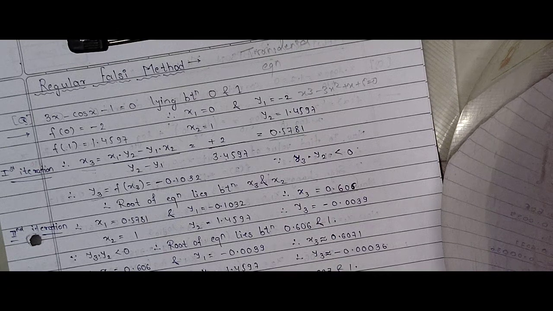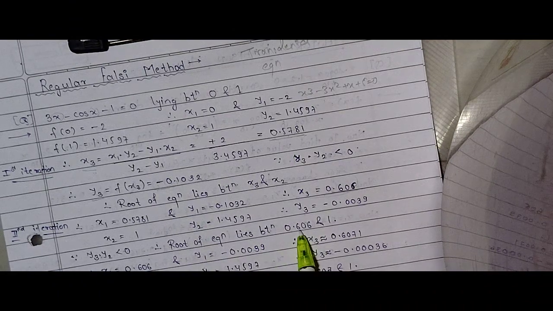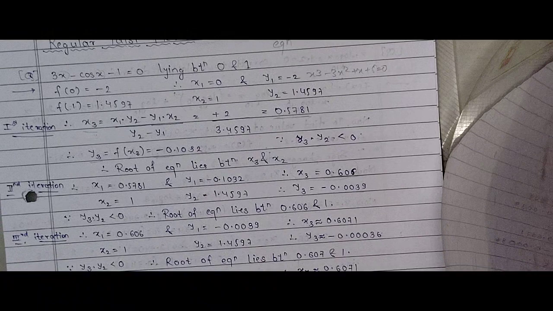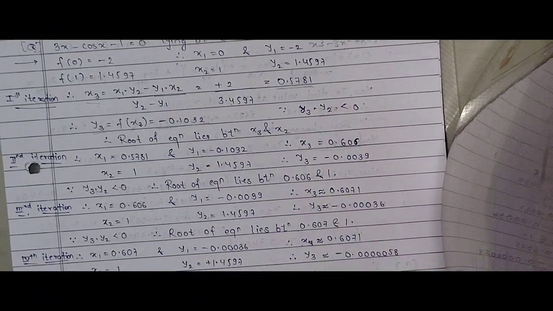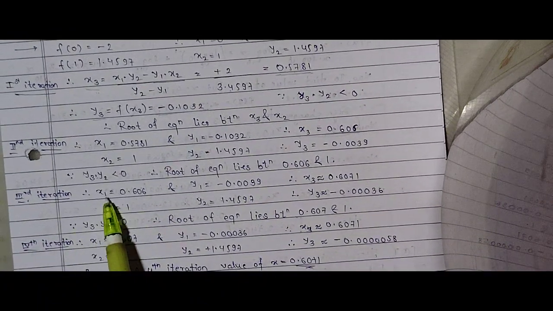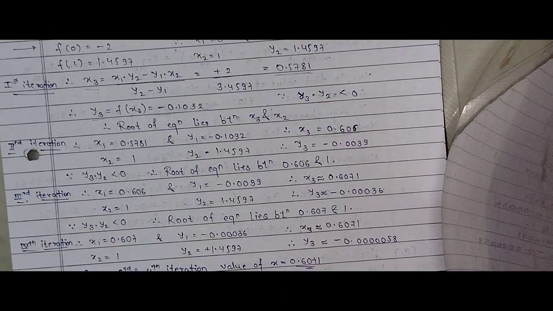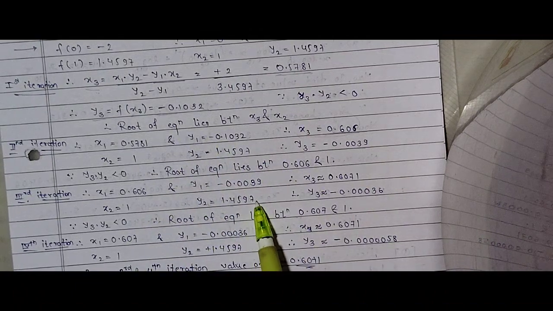Continuing again, guys, you can see here y3 we have again got as a negative value. So which value will we consider from the previous iteration? The positive part, because positive and negative have opposite signs. So the root of the equation will lie between 0.606 and 1. Our next iteration, the third iteration: x1 will be the one you got in the previous iteration, along with y1, and x2 is 1 and y2 is 1.4597.